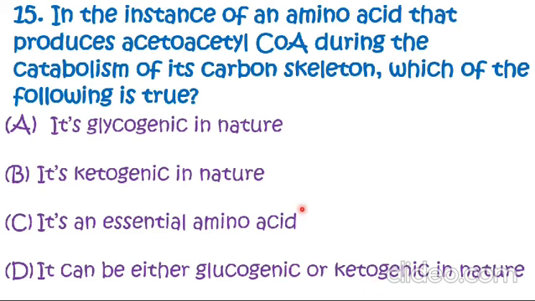As you all know, the amino acid that produces acetyl coenzyme A during the catabolism of its carbon skeleton is option B, ketogenic in nature. Acetyl coenzyme A is directly involved in the synthesis of ketone bodies, to make it ketogenic. So option B is the correct answer over here. This question is really important for your entrance exam, students. So remember it, revise it.